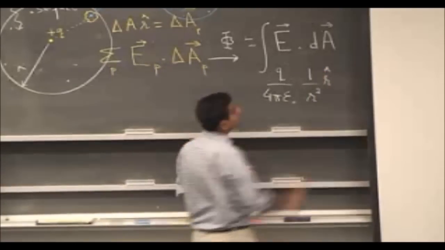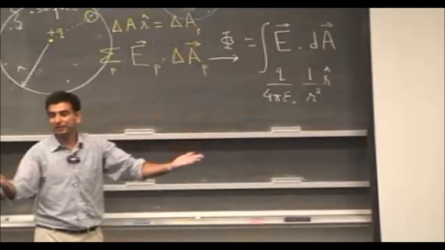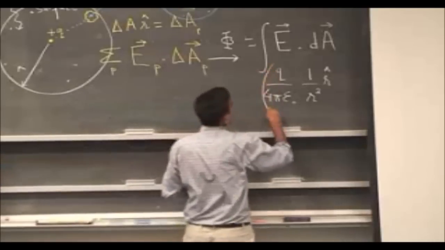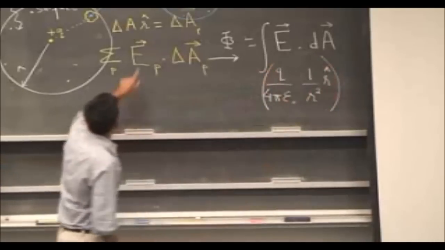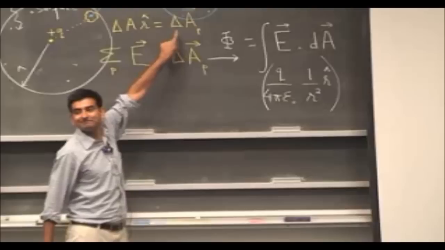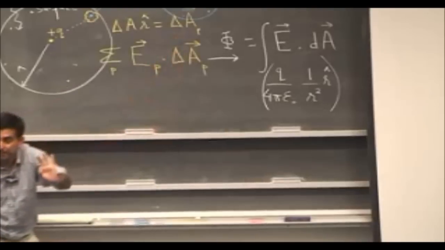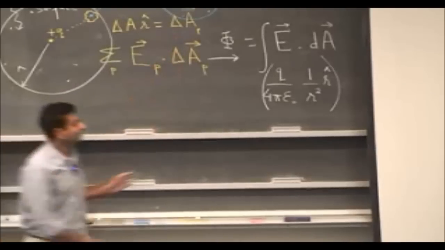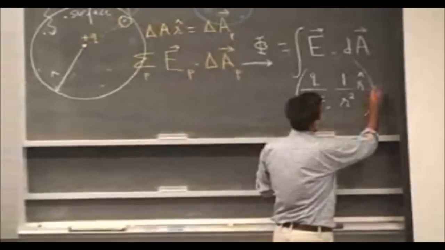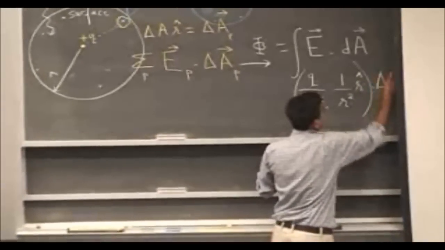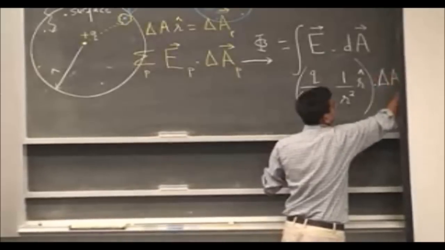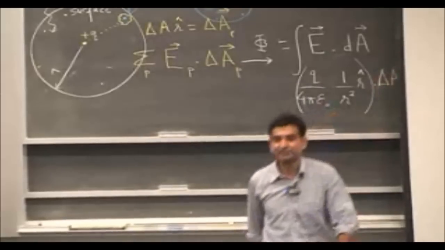R hat, right? So this is the electric field at point P, and I take its dot product with this area. I'm just at point P. I haven't done the integration so far. So I take the dot product with delta A, R hat. Right? Do you see it?